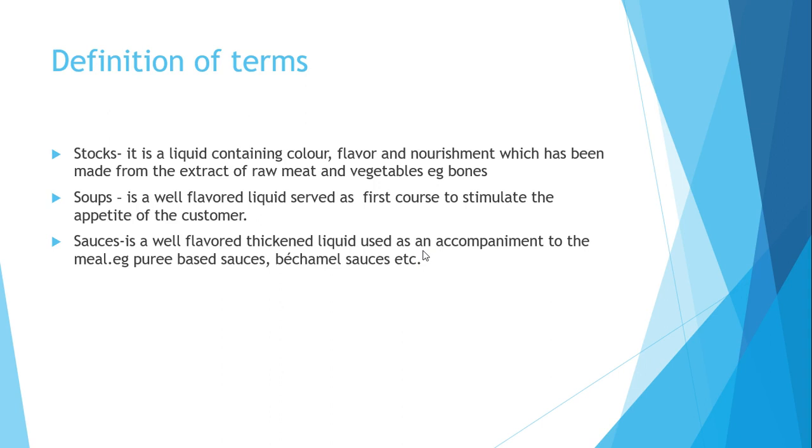Number one, we're going to look at stocks. Stock is a liquid containing color, flavor, and nourishment which has been extracted from raw meat and raw vegetables, such as bones, and also the vegetable stocks. Then we have another term which is soup.